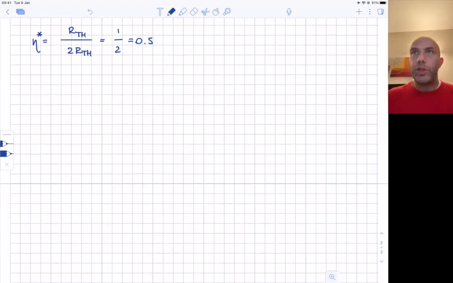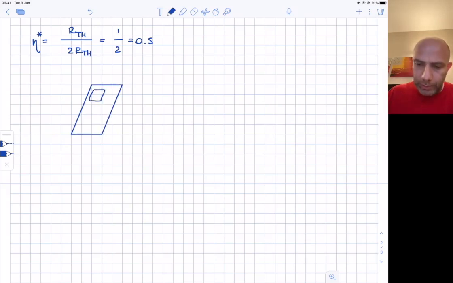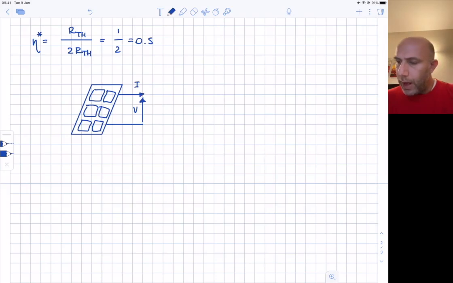A typical application of the maximum power transfer condition is studied when you have a solar panel that is supplying power to a load. So let's suppose that this is the solar panel. The solar panel produces power in DC. We have here a couple of voltage and current. Here you have the load.